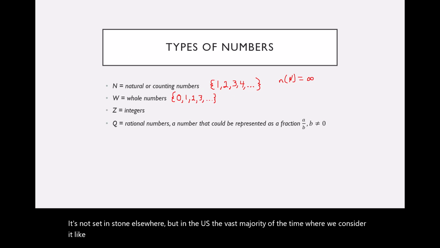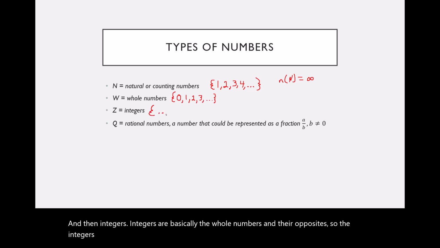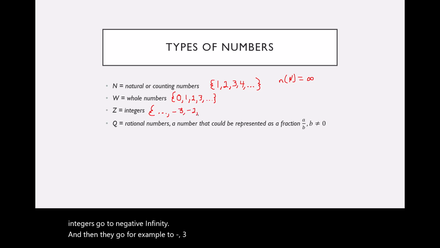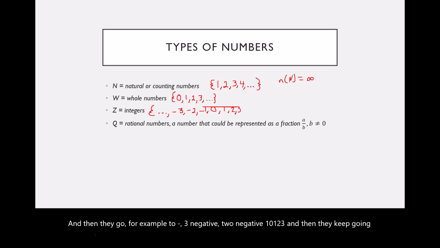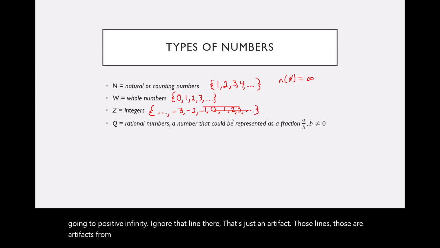And then integers. Integers are basically the whole numbers and their opposites. So the integers go to negative infinity, and then they go, for example, to -3, -2, -1, 0, 1, 2, 3, and then they keep going to positive infinity. Ignore that line there. Those are artifacts from PowerPoint.